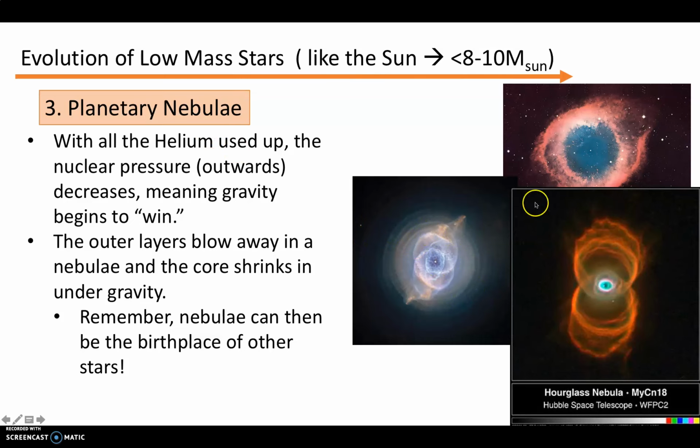This is the Cat's Eye Nebula. Ooh, this might be the Ring Nebula, but it's a weird picture, so I might be wrong. It might be the Helix Nebula, the Hourglass Nebula. They're very pretty. The inner structure, we're not entirely sure why these different structures form, but that's something astronomers are currently studying.